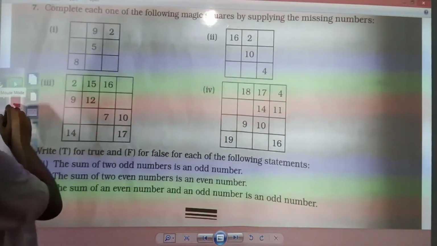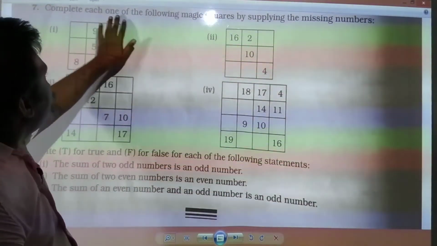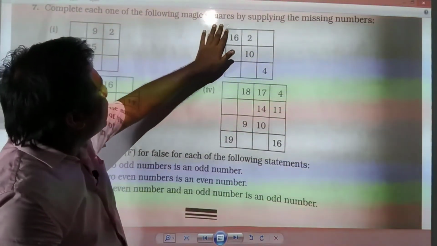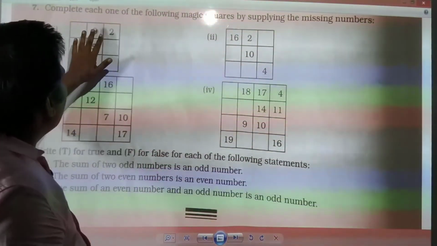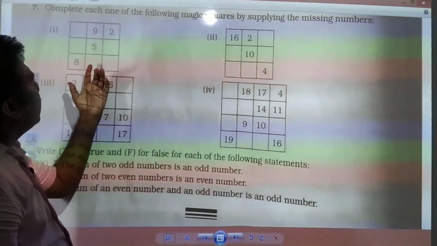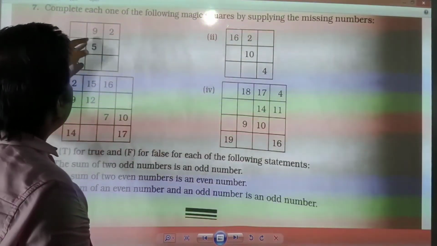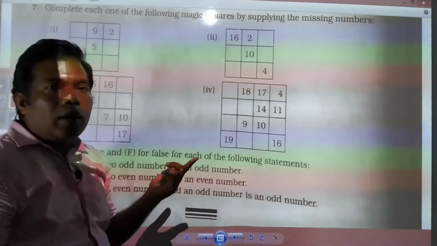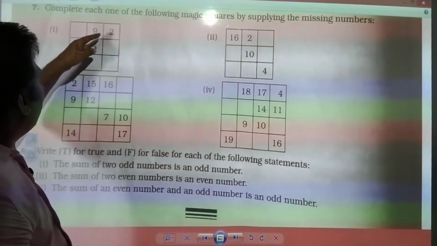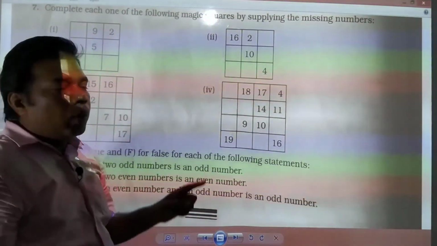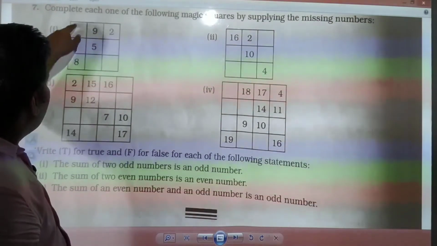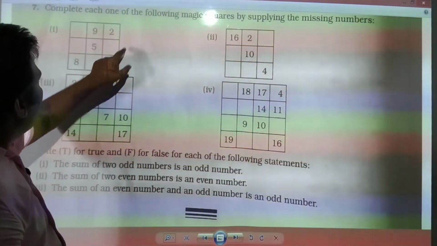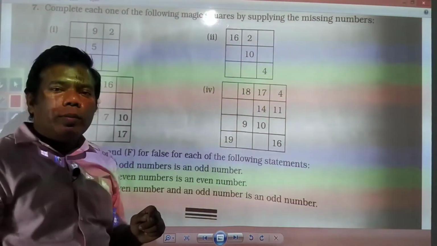Next you have: complete each one of the following magic squares by supplying the missing numbers. So just think yourself, as it was told. In a magic square what did you have? Horizontal line, vertical line and diagonal line. So all three horizontal lines, all three vertical lines, and the two diagonals, the sum should be equal.